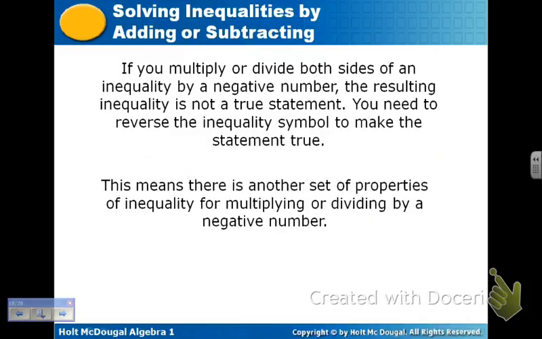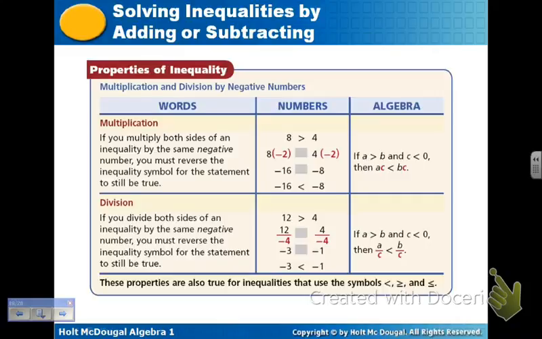If you multiply or divide both sides of an inequality by a negative number, the resulting inequality is not a true statement. You need to reverse the inequality symbol to make the statement true. Guys, this is for multiplication and division. Both operations, if you divide or multiply by a negative number, you must reverse the inequality symbol. This means there's another set of properties of inequality for multiplying or dividing by a negative number, which I believe you have on your notes sheet there. It's just showing you that when dividing by or multiplying by a negative number, you're going to reverse your symbol.